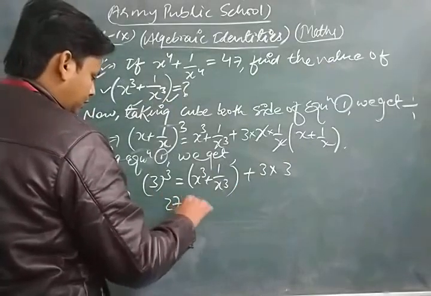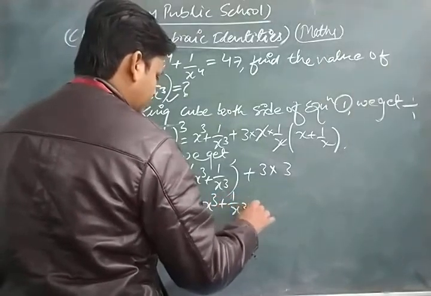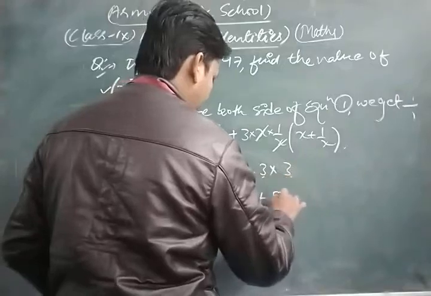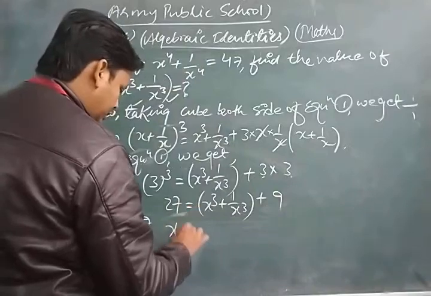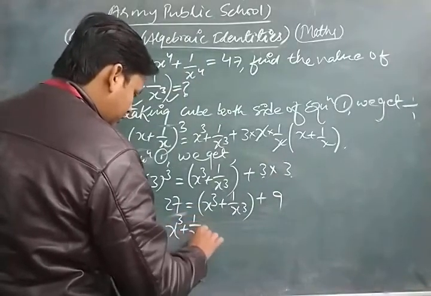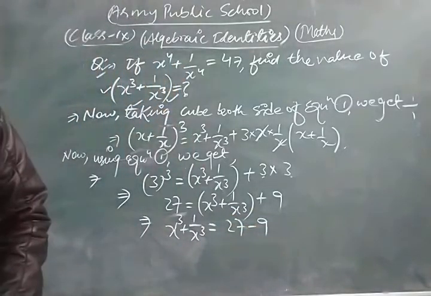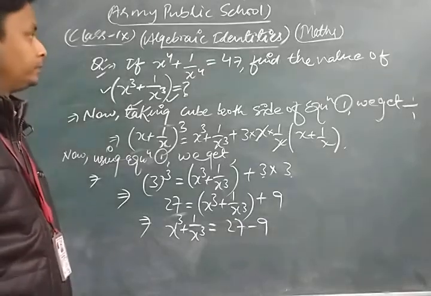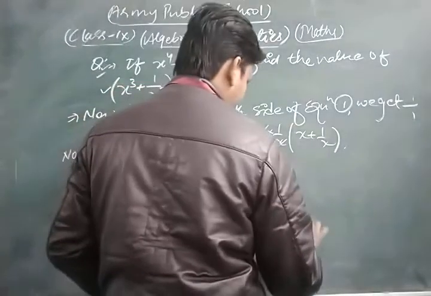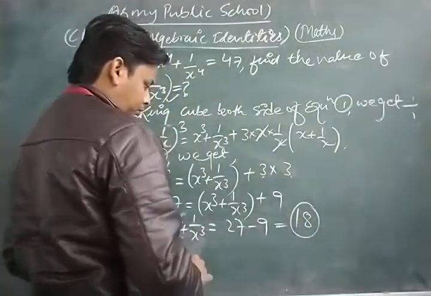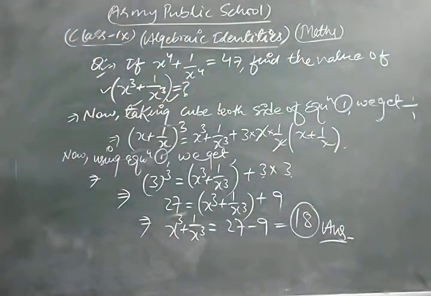This is 27 is equal to, 3 times 3 is 9. Now we can write x cube plus 1 upon x cube is equal to 27 minus 9, and 27 minus 9, that is 18. This is the required solution of the given question.